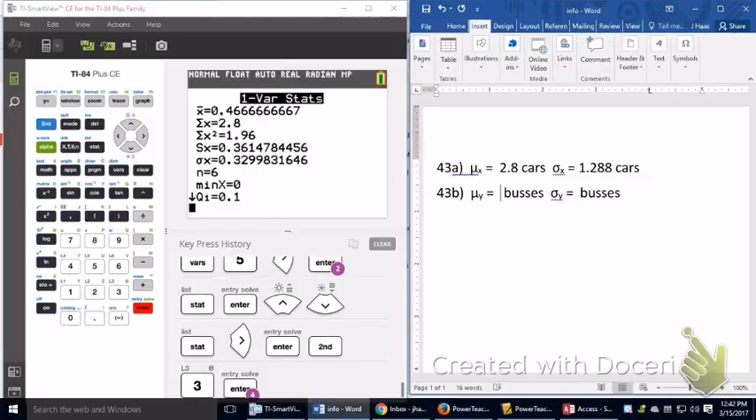For part B, I could work that out in the calculator again, but I'm actually going to show you how to do that by hand. Since it's a much smaller table, it might be just as quick to do it by hand. So for your expected value of y, all I have to do is do my y value of 0 times 0.5, which is of course 0, plus my y value of 1 times 0.3, which is going to be 0.3, plus my y value of 2 times 0.2, so that's going to be 0.4, so that means my expected value is going to be 0.7 buses.